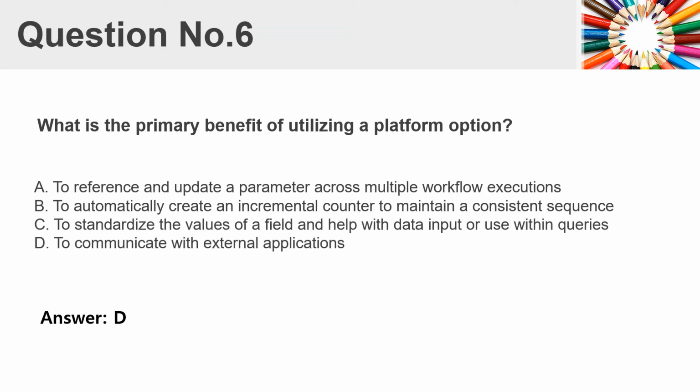Question number 6. What is the primary benefit of utilizing a platform option? A. To reference and update a parameter across multiple workflow executions. B. To automatically create an incremental counter to maintain a consistent sequence. C. To standardize the values of a field and help with data input or use within queries. D. To communicate with external applications. Answer. D.